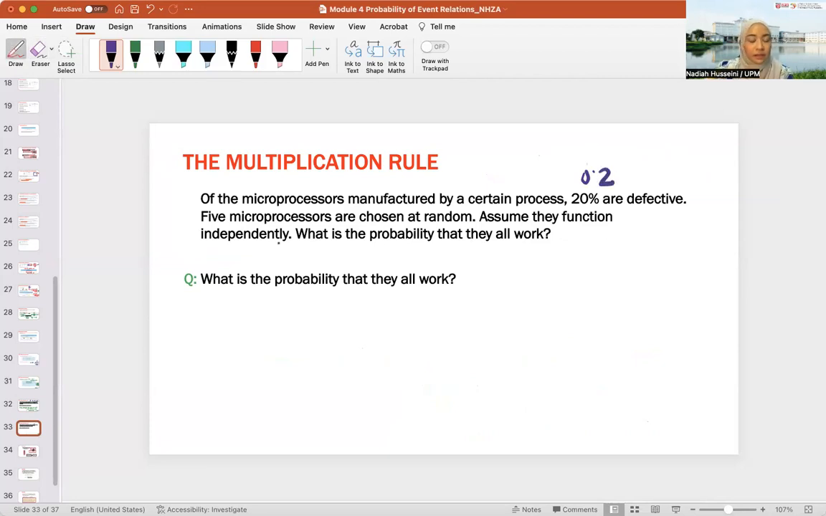Okay, are defective. 5 microprocessors are chosen at random. Assume they function independently, so they are independent events. What is the probability that they all work?